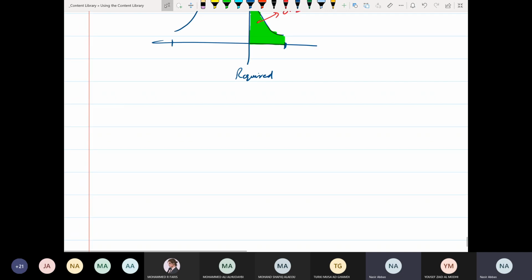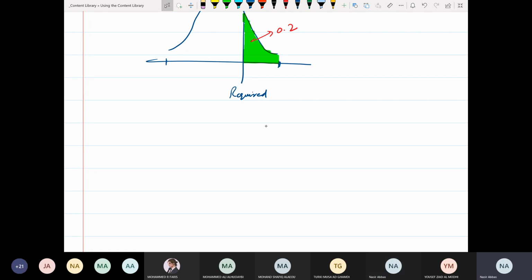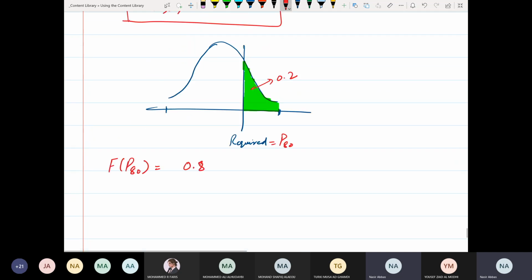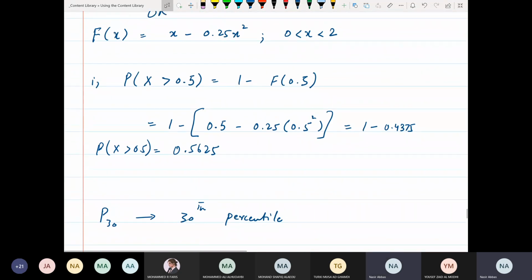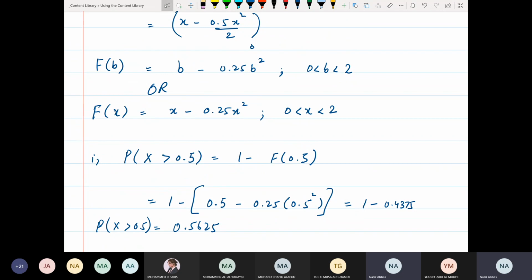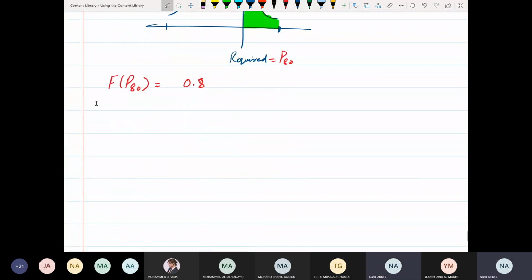now you just need to solve this equation. Capital F of P80 is 0.8, and you will get the percentile. Very simple. So let us try and solve this equation. Where is capital F of X? Where is my distribution function? Here is my distribution function. I will simply copy it and paste it here.